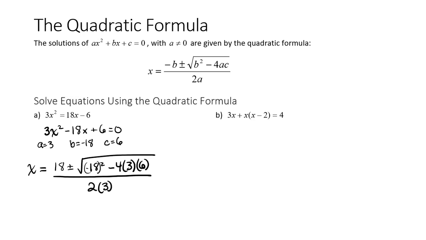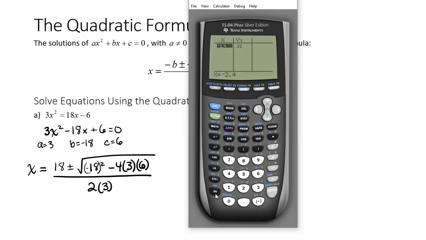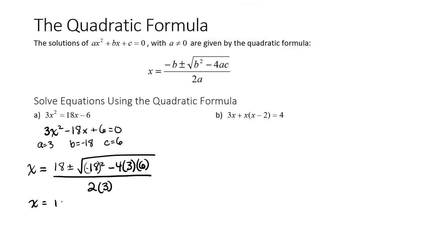Simplifying inside the radical can be helpful if we use a calculator. Negative 18 times negative 18 will be a positive, so I don't even have to write the negative there. So 18 squared is 324, and then I need to subtract 4 times 3 times 6. So I get 252. x is equal to 18 plus or minus the square root of 252 divided by 6.